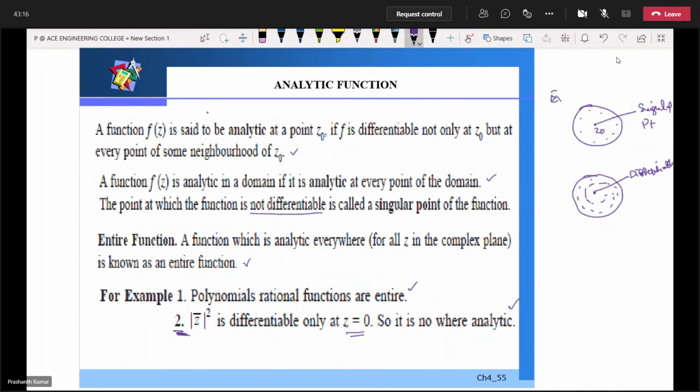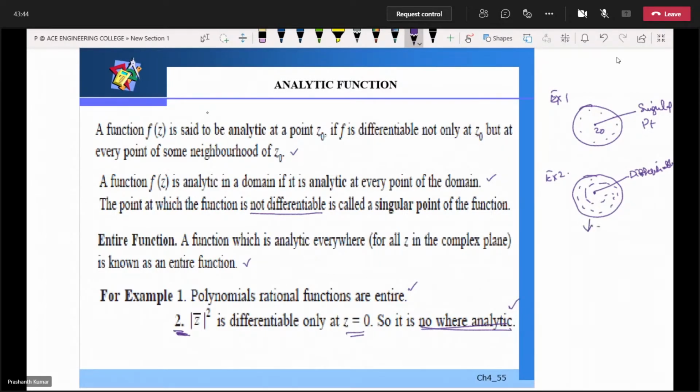This is example 1, this is example 2. Example 1 లో ఒక పాయింట్ దగ్గర డిఫరెన్షియబుల్, అంతటా డిఫరెన్షియబుల్ కాదు, అప్పుడు ఆ పాయింట్ ని సింగులర్ పాయింట్ అంటాం. కానీ ఇక్కడ డిఫరెన్షియబుల్ ఎట్ ఏ సింగిల్ పాయింట్, other than that point the function is not differentiable, then we call it nowhere differentiable, nowhere analytic function. This function is called the nowhere analytic function.